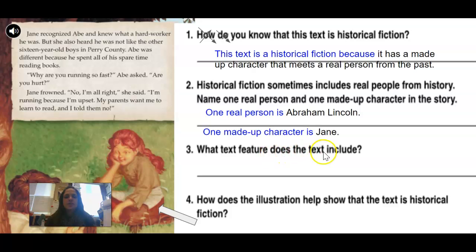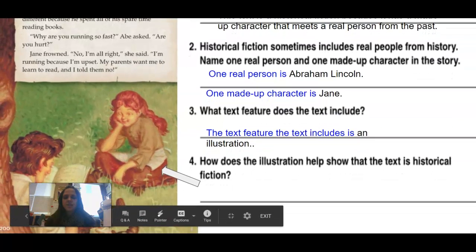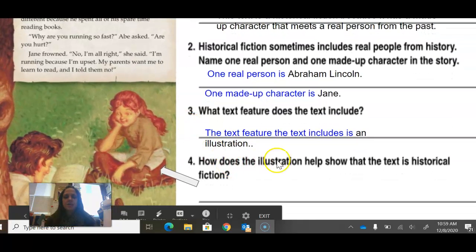What text feature does the text include? I'm going to restate my question. The text feature the text includes is an illustration. This illustration here is a feature that shows us more about the text. And our last question, how does the illustration help show that the text is historical fiction?